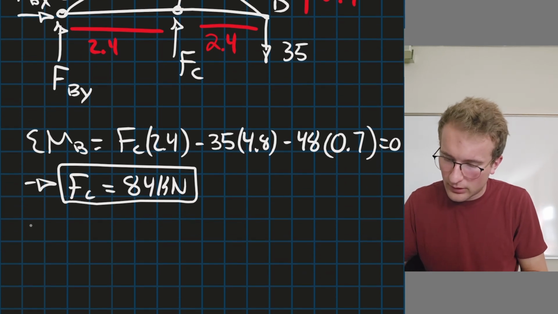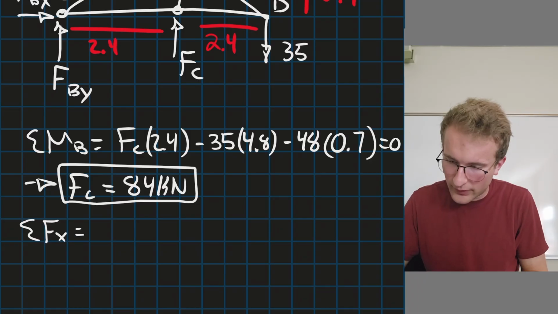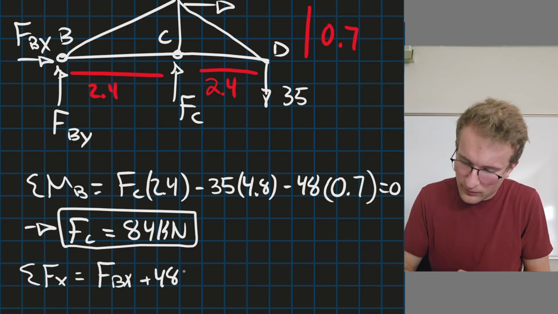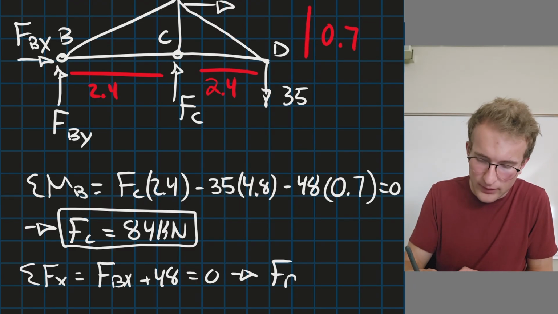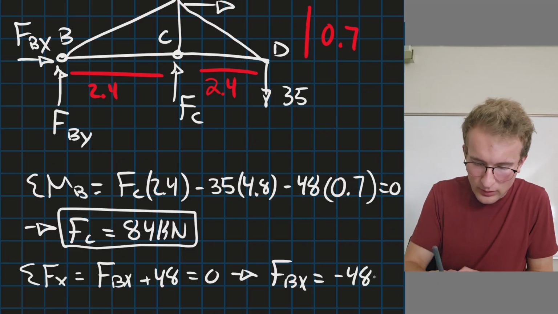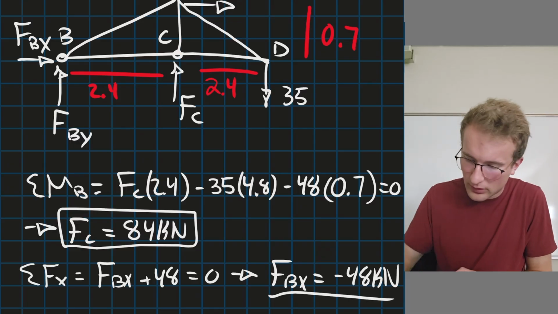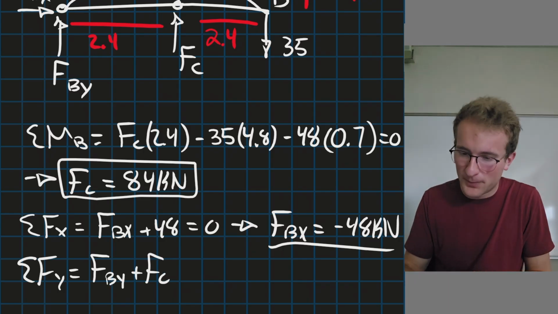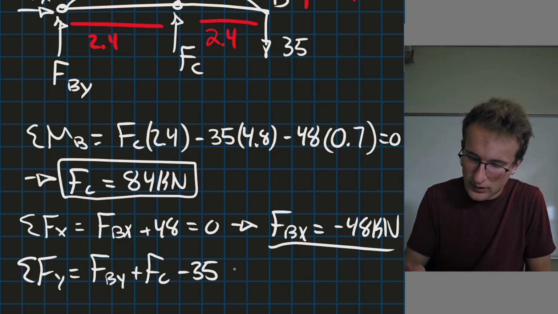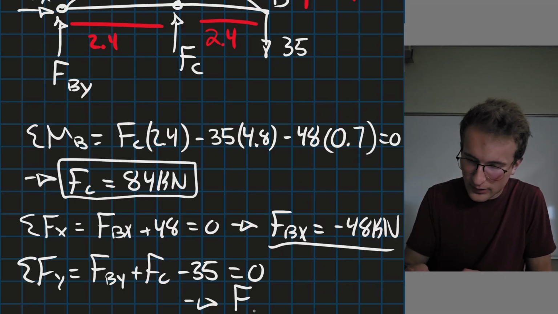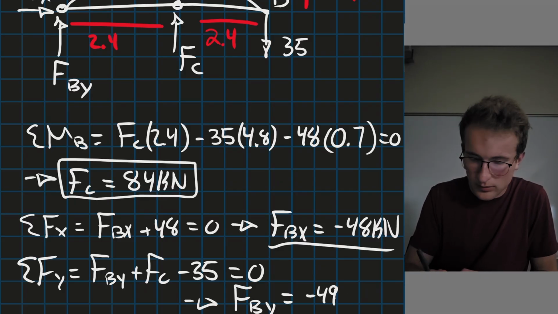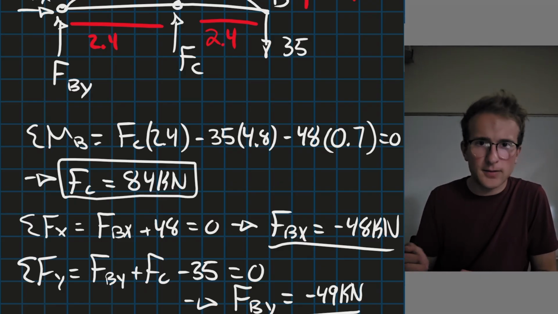Okay. And I can do the sum of the forces in the X. So I get F sub Bx is negative 48 kilonewtons. And same thing for the Y direction. We already found F_C, remember? So I can just plug that value in. I can solve for everything. And I get F sub B Y is minus 49 kilonewtons.